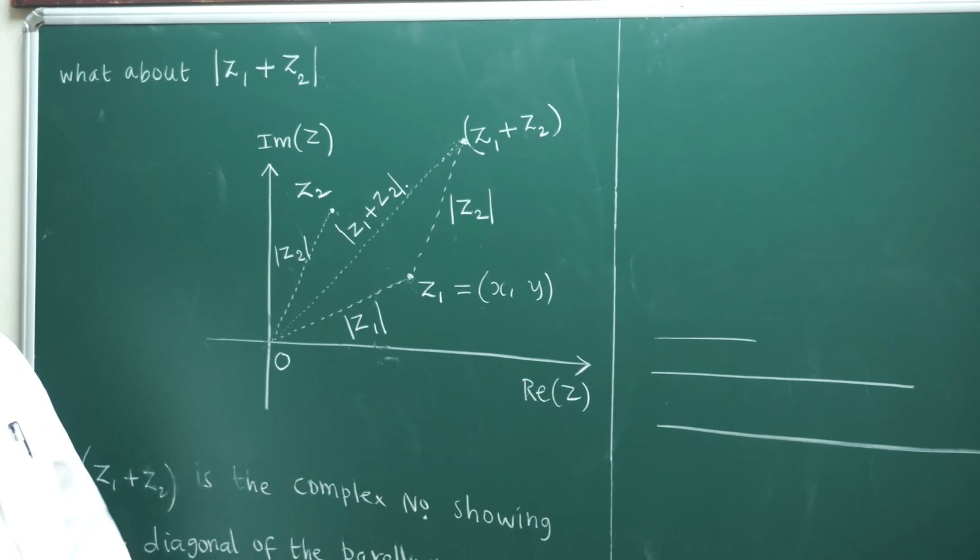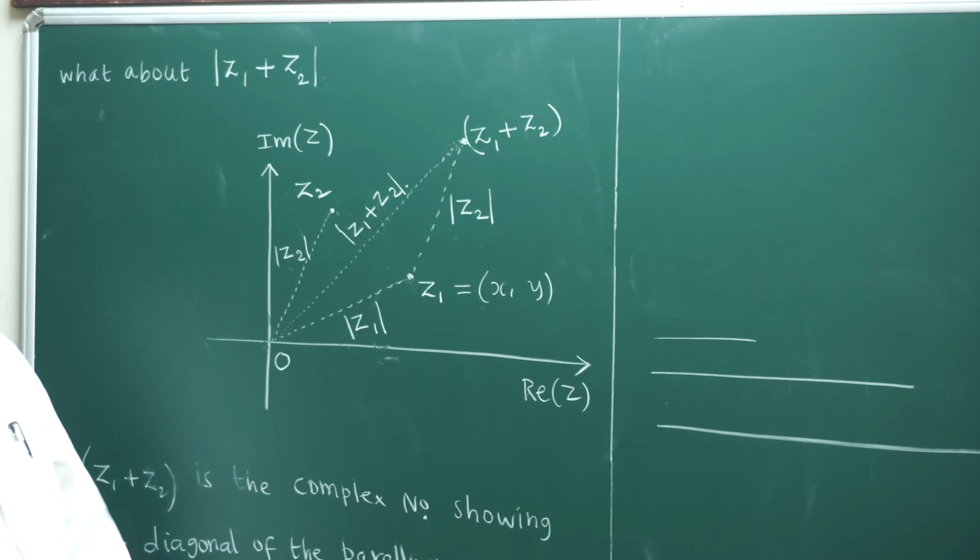Therefore, immediately you write down this result that modulus of Z1 plus Z2 is less than or equal to, in particular I will write less than, modulus of Z1 plus modulus of Z2. Okay, so that is the result that you have. You see that this is coming only from the diagram. We are not doing any lengthy mathematical derivation.